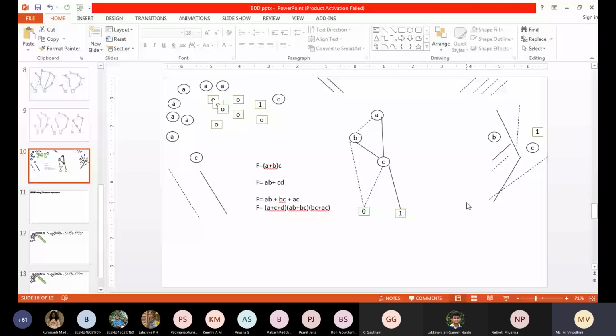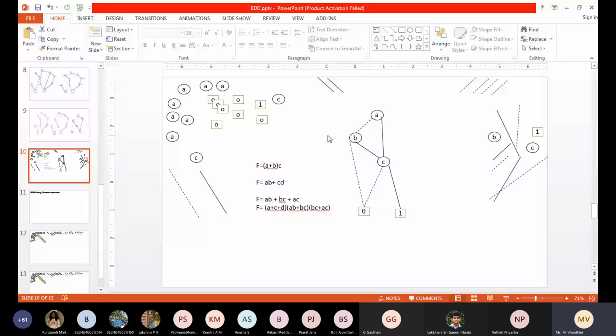When we do this transformation, if anything goes wrong, I may give a wrong design to the final fabrication. If I do that, it's a big loss. Somewhere I need to check whether this transformation has been done properly or not. So what I will do is take the front-end design, draw the decision tree, and reduce it to a BDD, binary decision diagram.